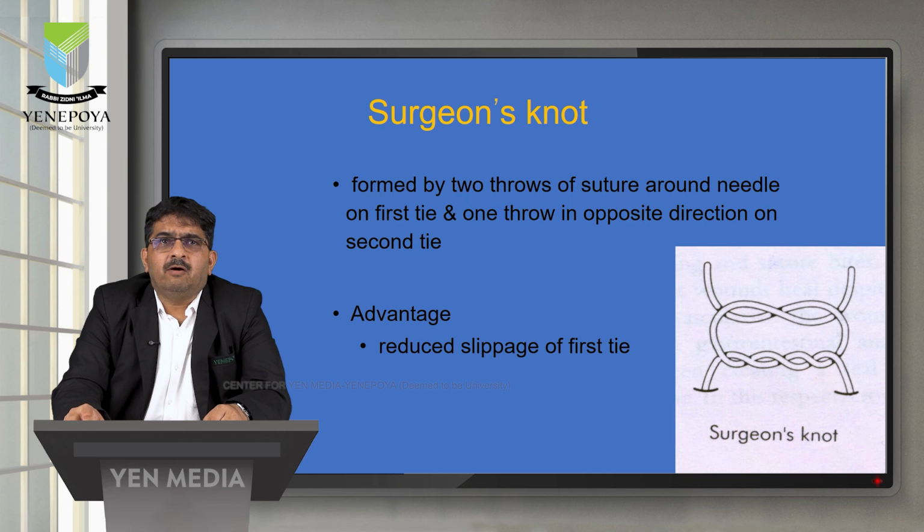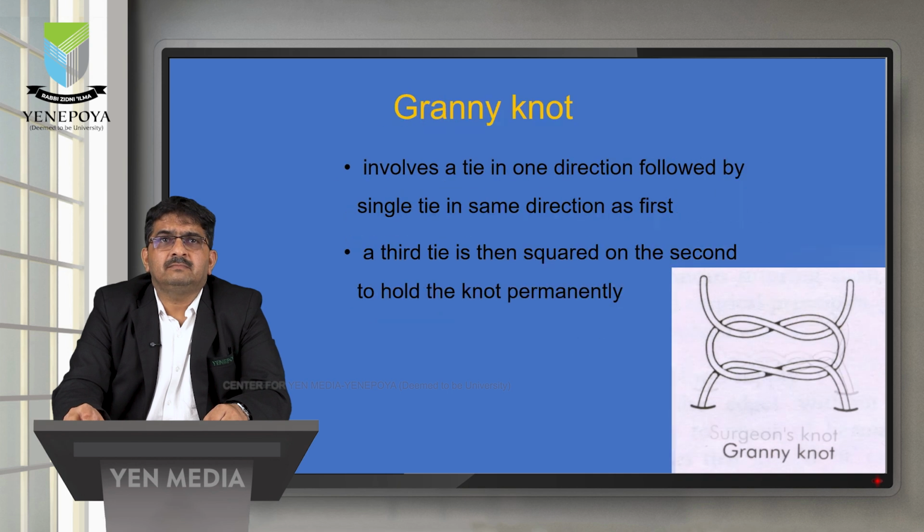A surgeon's knot is formed by 2 throws of suture around the needle on the first tie and 1 throw in the opposite direction on the second tie. The advantage of this is it reduces the slippage of the first tie, especially when we use braided sutures. Granny's knot is where we throw a tie in one direction, followed by a second tie in the same direction, and the third tie in the opposite direction. So, that is one clockwise, second clockwise and the third one in anti-clockwise direction.